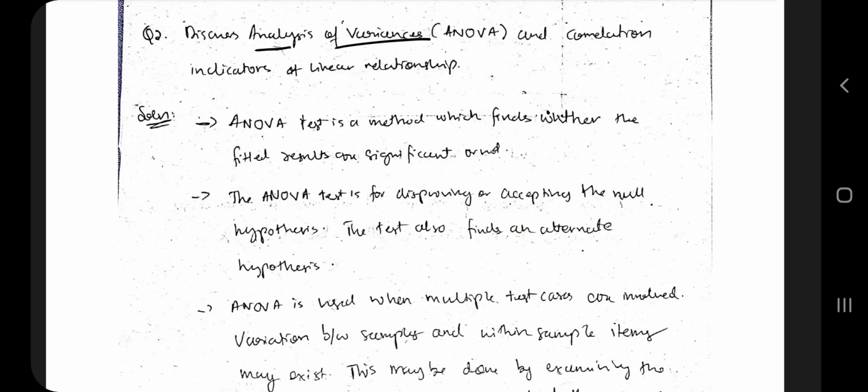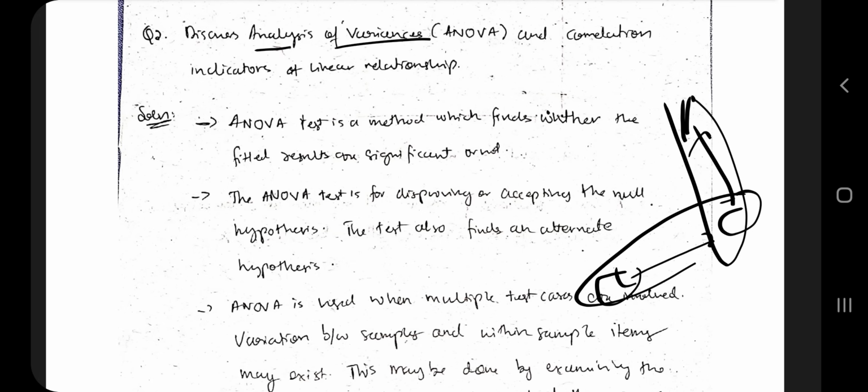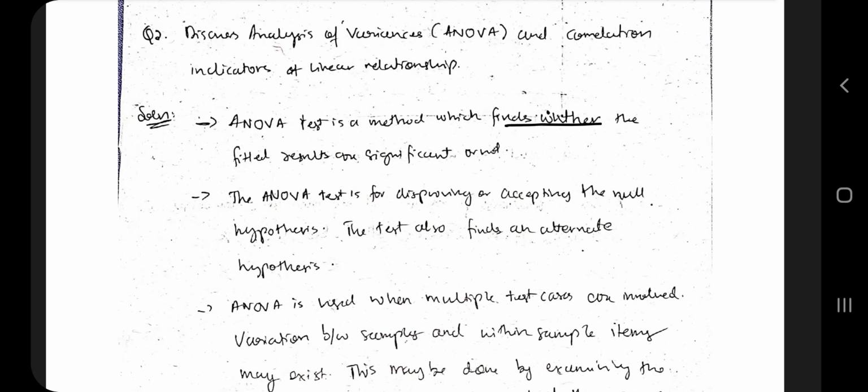Analysis of variances. What do you mean by variances? If there is a chocolate here, an apple here, a car here, these are variances, right? These are 3 different things. Now you are analyzing how variant they are, whether these two are close, whether these two are close, or they are not close at all. Based on that you do some analysis. That's called analysis of variances. So it is a method which finds whether the fitted results are significant or not.